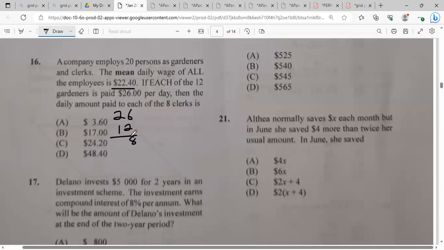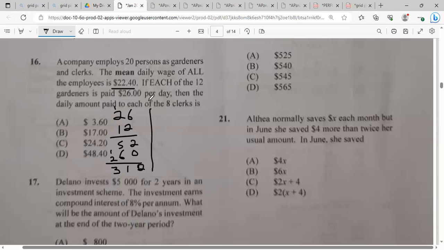2 sixes are 12, 2 carry 1, 2 twos are 4, plus 1 is 5. So that's 312, the aggregate fee for the 12 workers, and then we have 8 workers now.